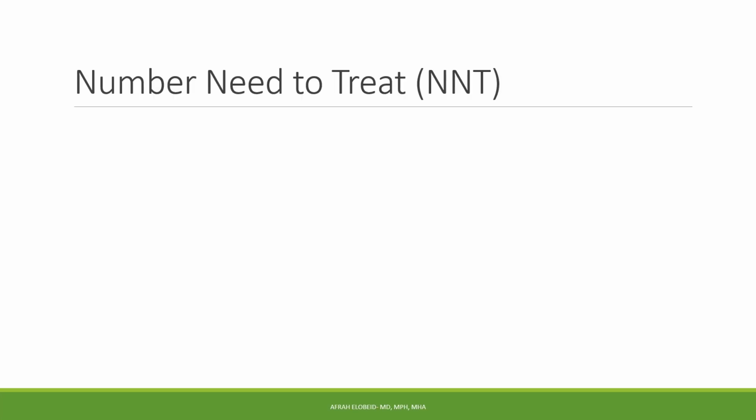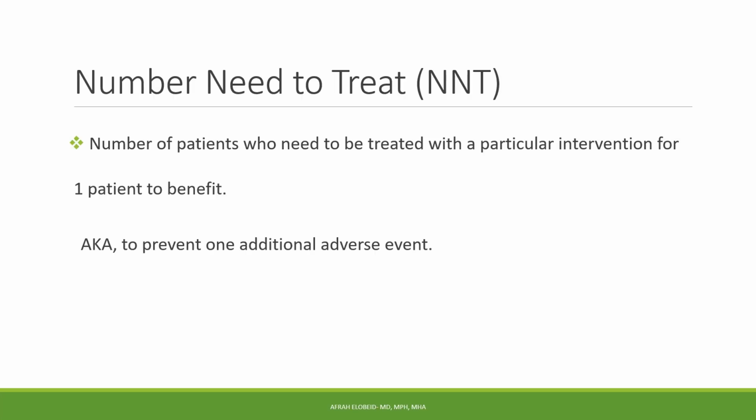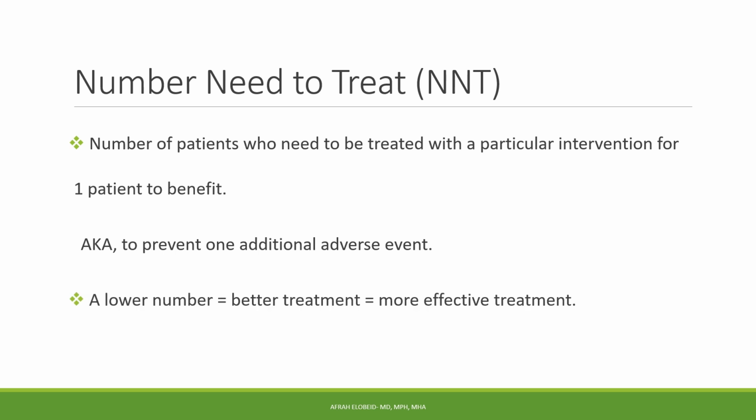So let's start. The number needed to treat is defined as the number of patients who need to be treated with a particular intervention for one patient to benefit. In other words, to prevent one additional adverse event. As far as the interpretation of the number needed to treat, the lower the number, the better the treatment, or the more effective the treatment. And when we do the example, that might be clearer.